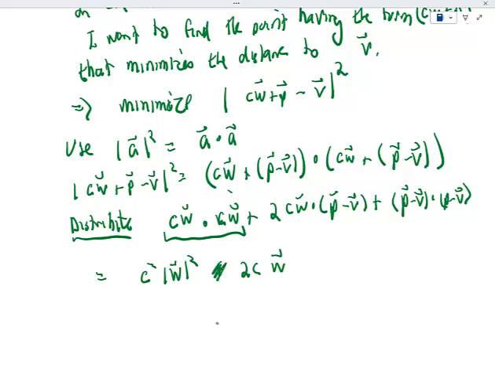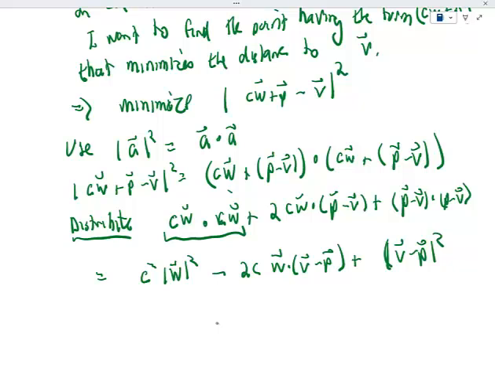I'm going to write this as a minus here. Minus 2, and then this is V minus P, and this is a dot product. Okay. And then here I have plus, this I can write as the length of V minus P squared.